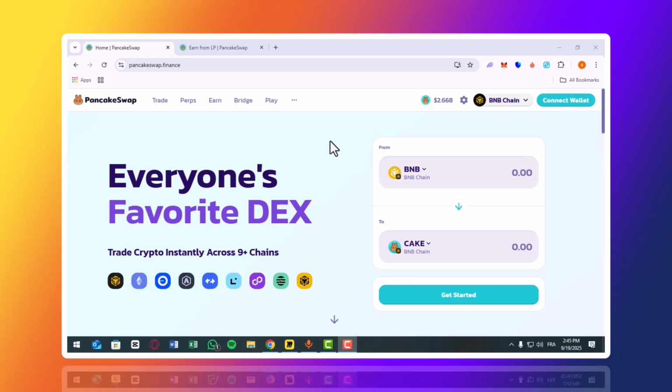Want to build passive income with yield farming? Here's a simple step-by-step guide to get started. First, choose a reliable DeFi platform like Uniswap, PancakeSwap, or Curve. Always check their security audits and community trust before investing.